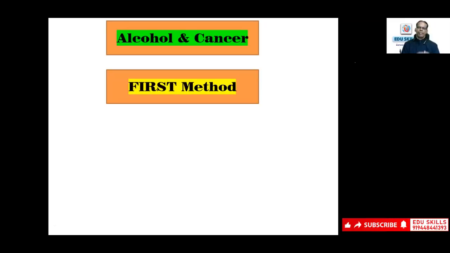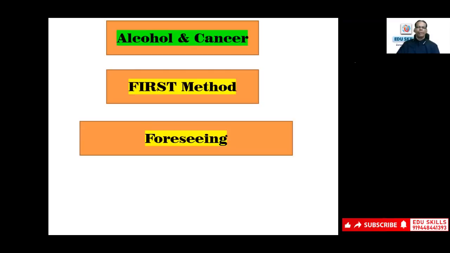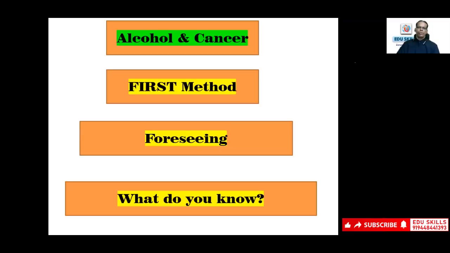First method means it's a reading method. First doesn't mean first, second, not the sequential order. This is for FIRST is the acronym. F stands for foreseeing, I stands for investigation or inquiry, R stands for reading, S stands for speaking out, T stands for teleprinting. Teleprinting means writing. You don't require those things. I'll give you only foreseeing and inquiry or investigation. Okay, so first one is foreseeing.